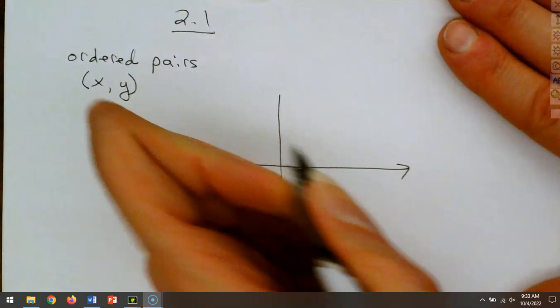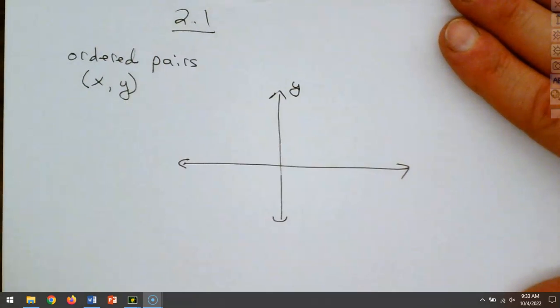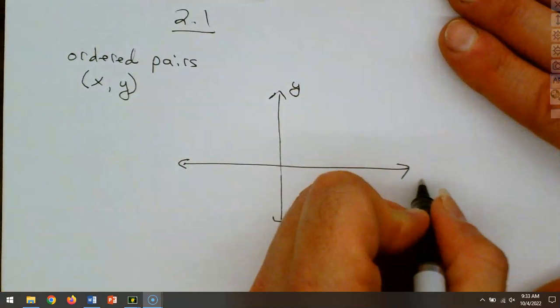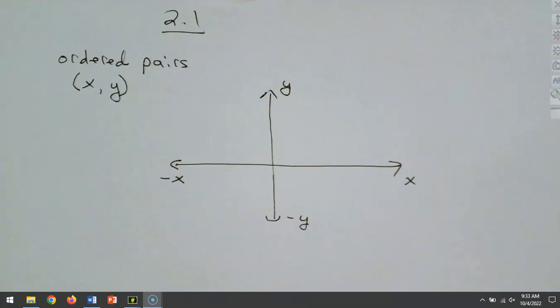And remember how this goes. Up and down is your y, so positive y, negative y. Left and right is your x, so positive x and negative x there. So there's our coordinate system. And we're first going to learn how to plot ordered pairs.